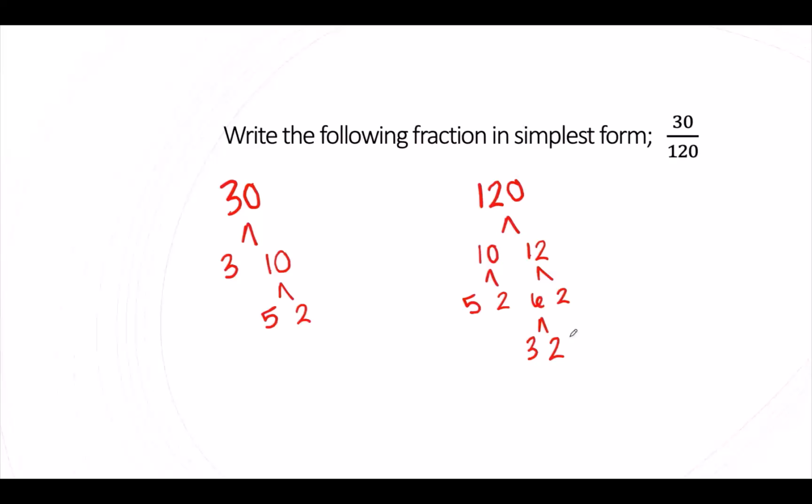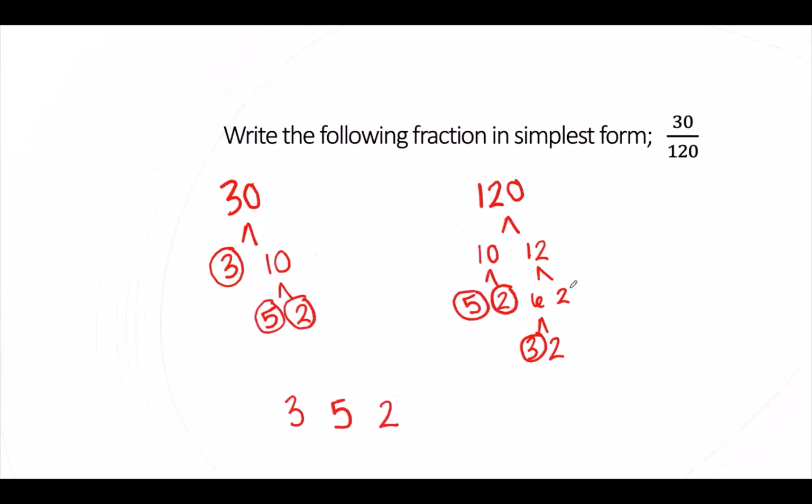So the next step in finding the GCF, or greatest common factor, is to circle all the prime factors these two numbers share in common on their trees. So there's a 3 in 30's tree and a 3 in 120's tree. And I'm going to write that 3 down here only once. There's a 5 in 30's tree and a 5 in 120's tree. And I'm going to write that below only once. And there's a 2 in 30's tree and a 2 in 120's tree. And I'm going to write that below only once.